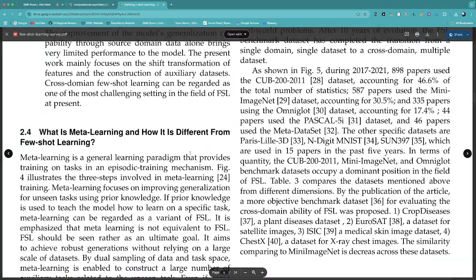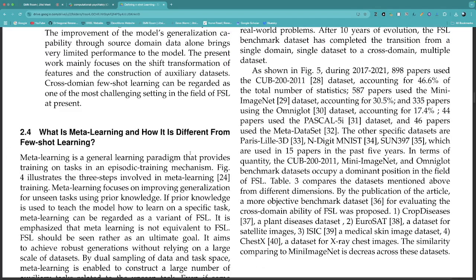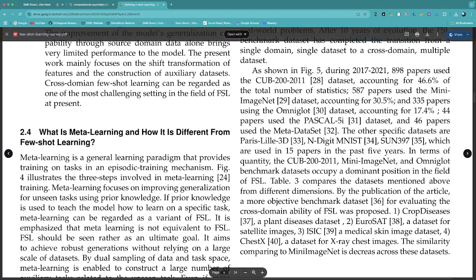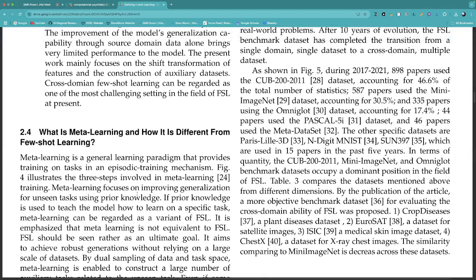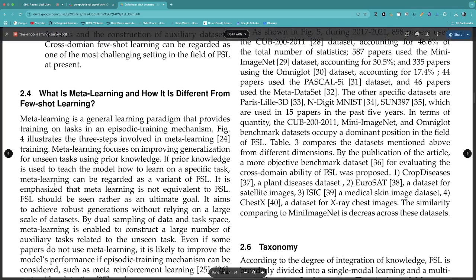So what is meta-learning and how is it different from few-shot learning? Meta-learning is a general learning paradigm that provides training on tasks and an episodic training mechanism. They talk about this in Figure 4. Meta-learning focuses on improving generalization for unseen tasks using prior knowledge. If prior knowledge is used to teach the model how to learn on specific tasks, meta-learning can be regarded as a variant of FSL. It is emphasized that meta-learning is not equivalent to FSL, but FSL should rather be seen as the ultimate goal. So you might use meta-learning to get to FSL, but it isn't equivalent to that.